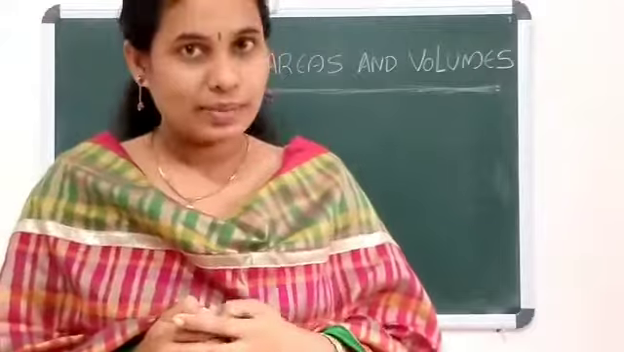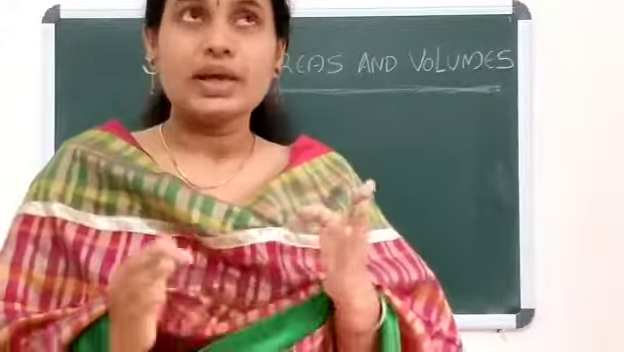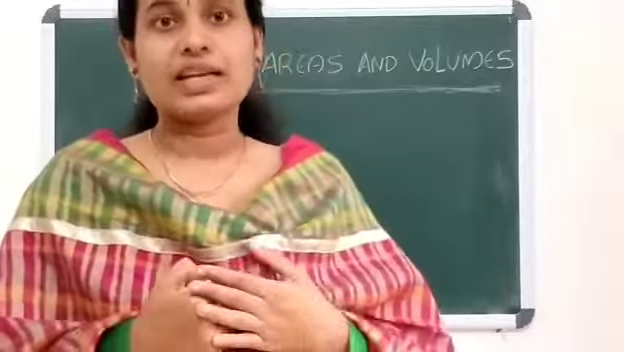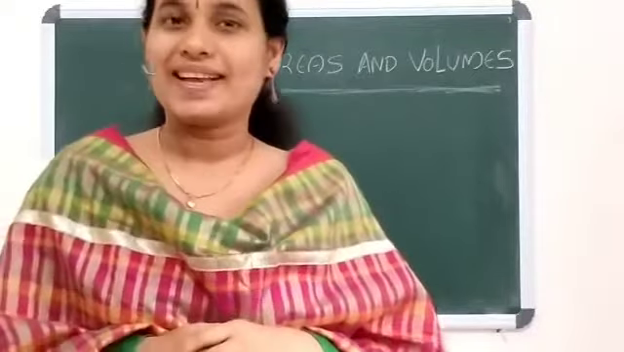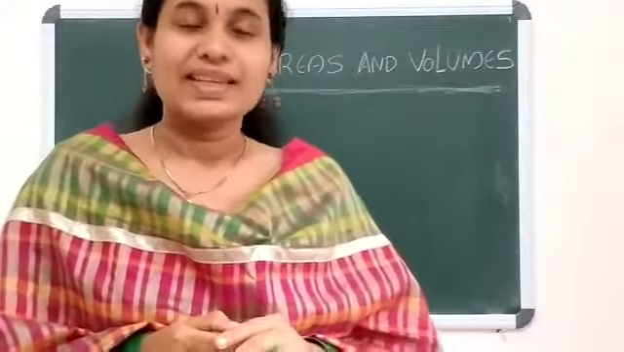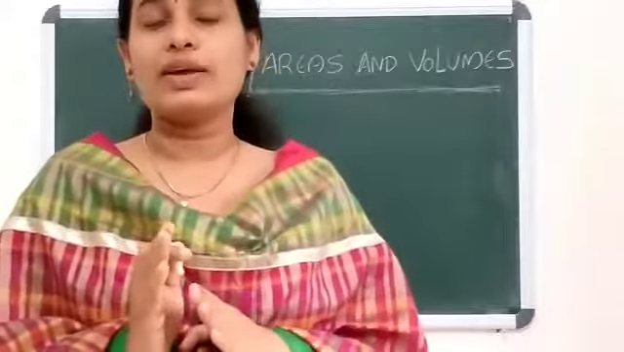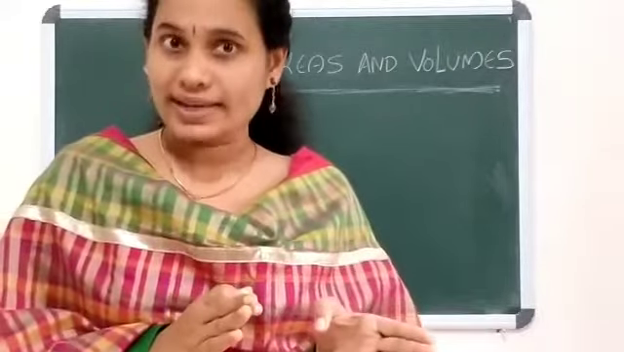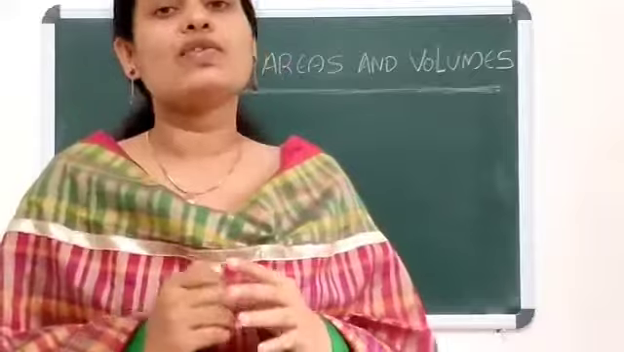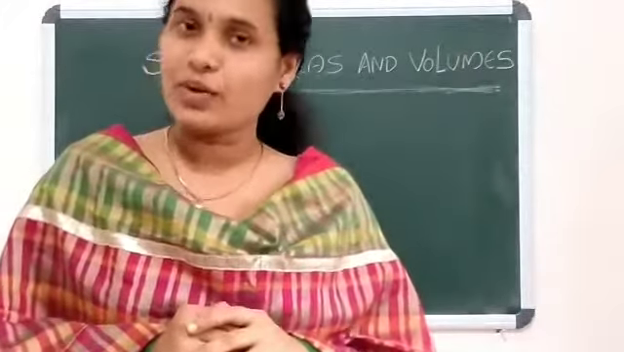Surface areas and volumes. You studied in the previous year about solids: sphere, cylinder, cone, cuboid, etc. And you studied there how to find the surface areas and volume. In this chapter, we are finding surface areas and volume not for a single solid, but when a combination of solids is given. That is what we are going to discuss.